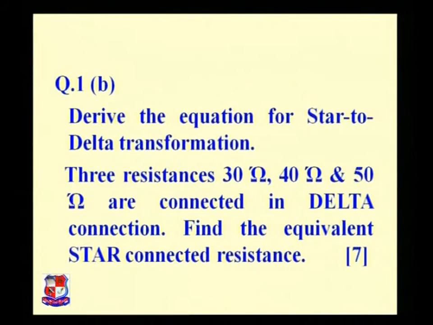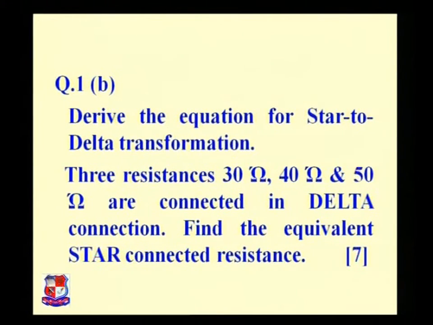Okay, during the video we saw the various factors which affect the resistance and what Ohm's law actually is. Now the second and important question: derive the equation for star to delta transformation. One example is given in that question. Three resistances of 30 ohm, 40 ohm and 50 ohms are connected in a delta connection. Find the equivalent star connected resistance.